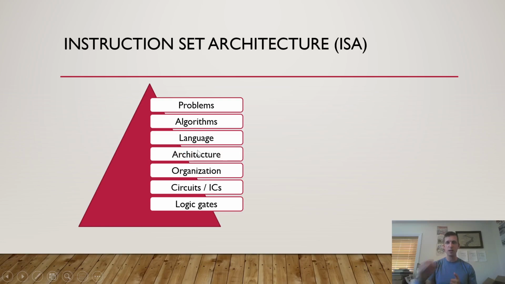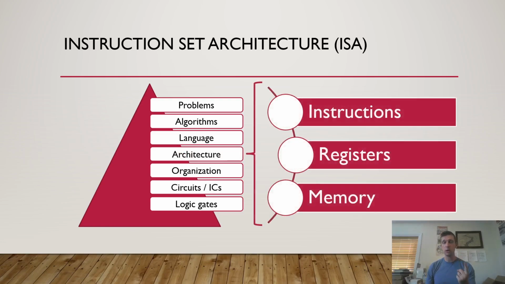And there are 3 big components to that: the instructions that our computer is able to execute, the registers that it has that we can reference, as well as how large and what type of memory is available to us in the computer. So let's look at these 3 things together.